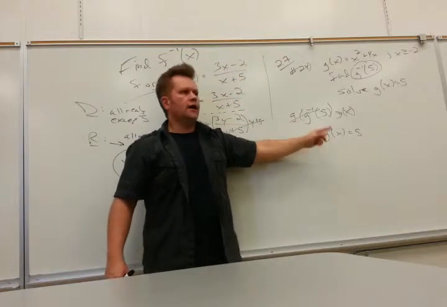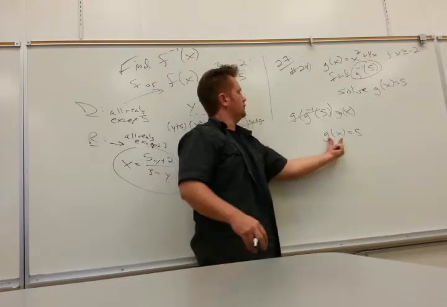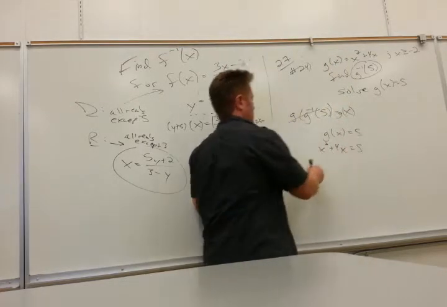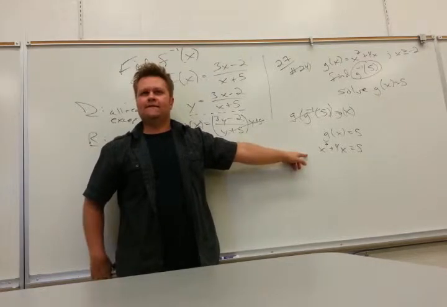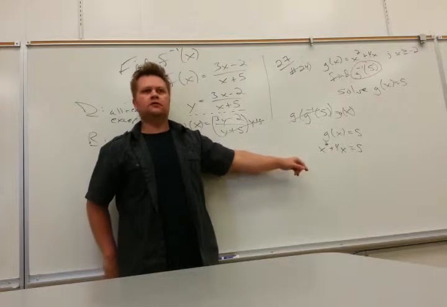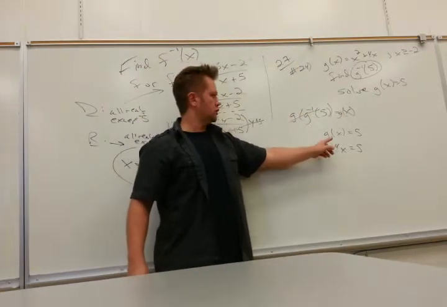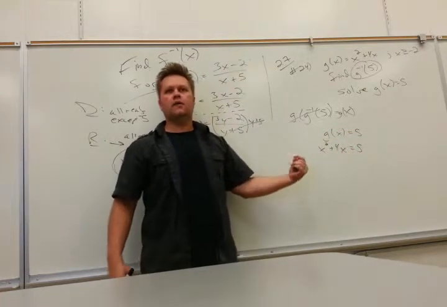So how do I solve that? 0 equals x squared plus 4x. What is g of x? g of x is x squared plus 4x. 25? No, careful. This does not say g of 5 anywhere. It says where does g of x equal 5? There's g of x equal 5. Now just solve that. Now you're back in Math 90.